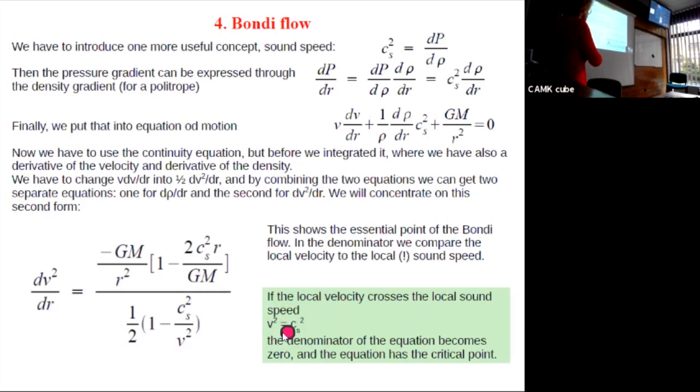If you reach some speed, and free fall velocity is always larger than sound speed, then you see you have a catastrophe. You have zero here. You have to divide by zero. And so what? This is the so-called critical point of the solution. It's not a very intelligent name, but you have a problem.